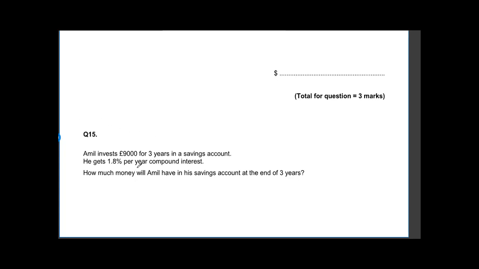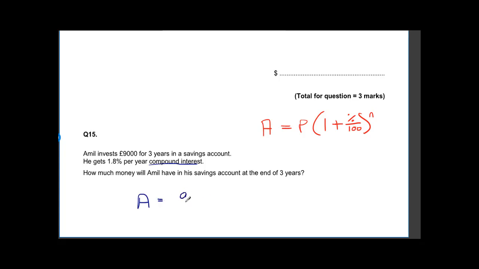Emil invests 9,000 for 3 years in a savings account. Alright, so everyone should know the formula. The amount A equals P times 1 plus percentage. You can use this formula for simple interest too if you want. It's not just compound. It'll work for simple. So we know straight away we're using that. Compound interest, doesn't matter, you can still use the formula. It's simple. 3 years. Okay, so literally the easiest question you've ever seen. How much will you have after 3 years?